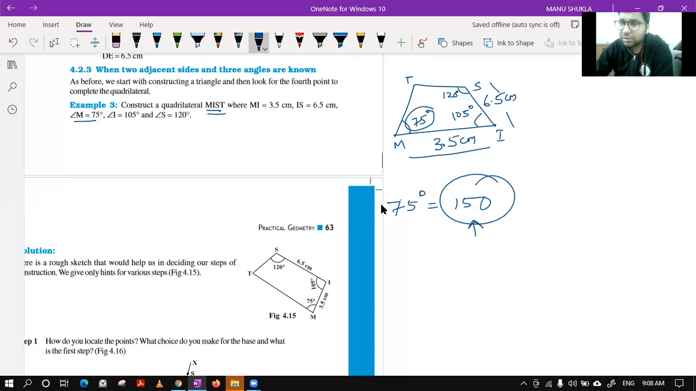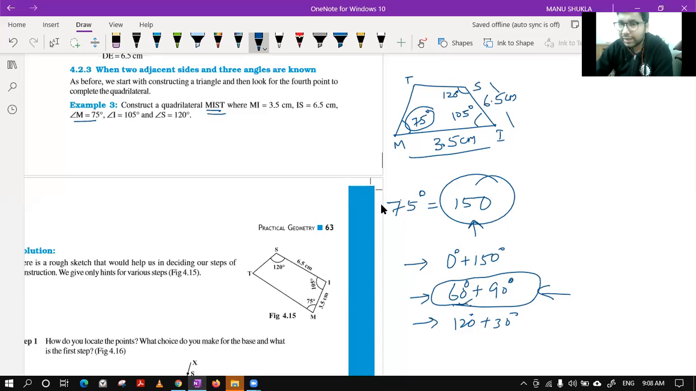The first combination is 0 degree plus 150. The second combination is, I think we know, 60 plus 90 degree, then we have 120 and 30 degree. So which one is the easiest one for you to draw without any problem? This one is easy because 60 you will get directly, and for 90 you have to just do one thing. So we will go for this method to draw this angle 75 degree.